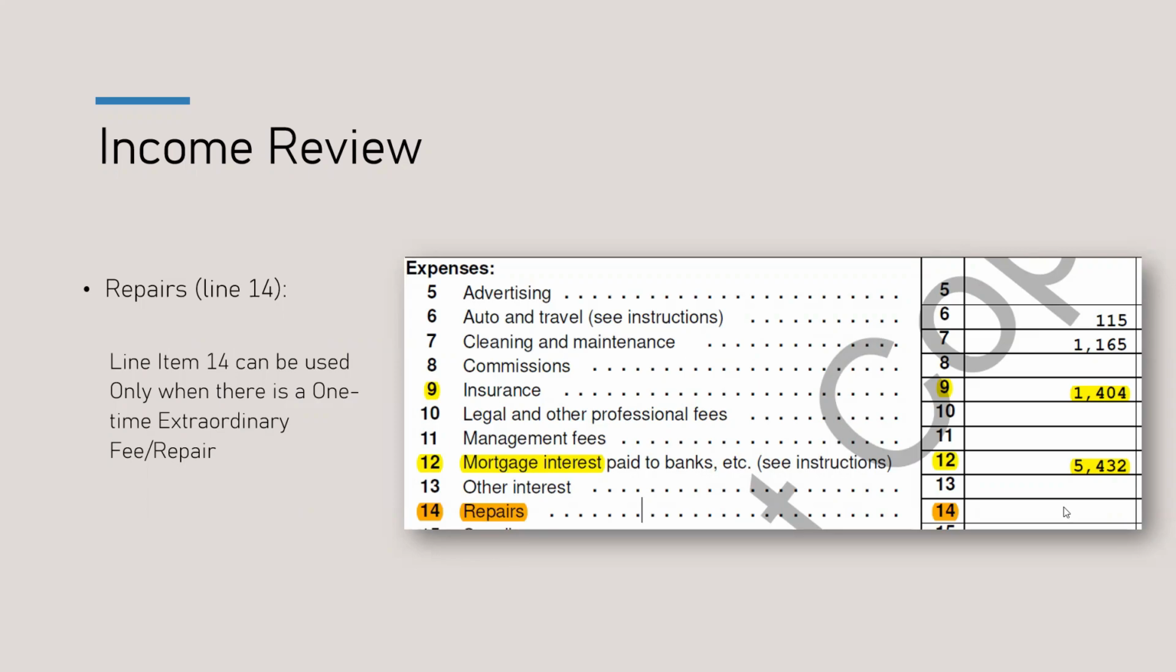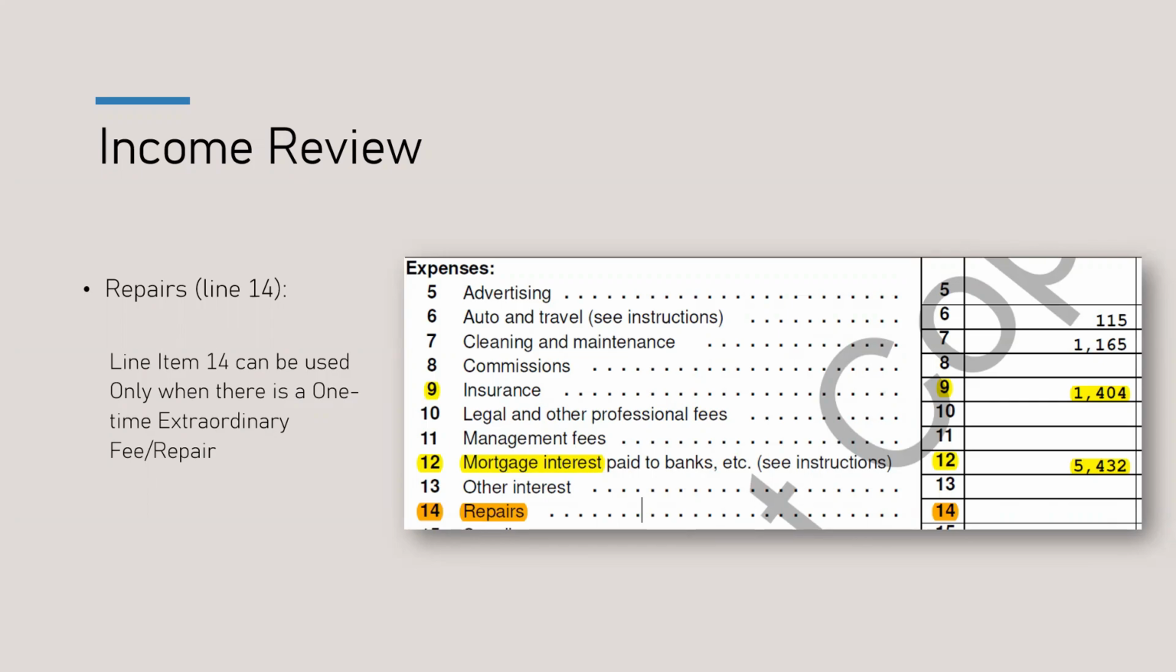Normal repairs are not going to be so high. So my question to my borrower is, hey, why did you have so many expenses on line item 14? And he told me, well, I had to do this and this and that when the tenant moved out. Oh, okay, perfect. I can give that back to that borrower as a one-time extraordinary fee or repair for that property. And the only thing, of course, is you want to make sure you prove that. How do you prove that?